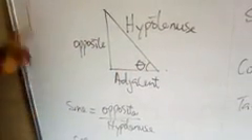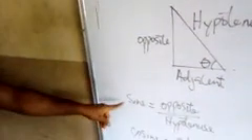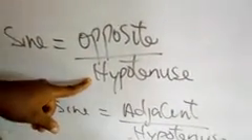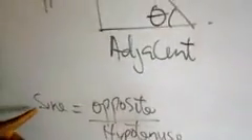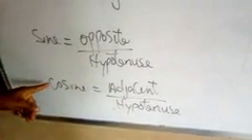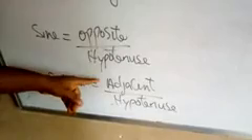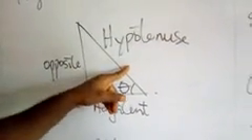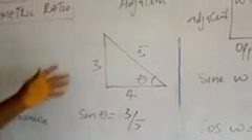Is that clear? So the first ratio we are going to talk about is sine, which is opposite over hypotenuse. So sine is equal to opposite over hypotenuse. Then you have cosine. Cosine is adjacent over hypotenuse. And the third ratio is tangent, which is opposite over adjacent. Now, let's put figures and see.